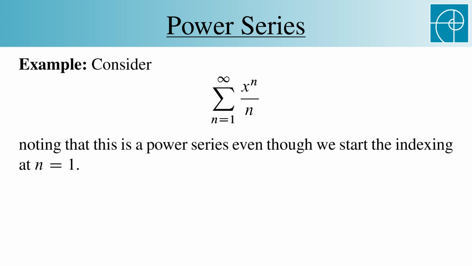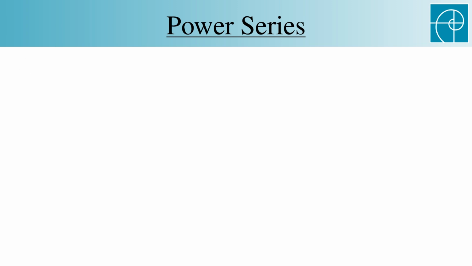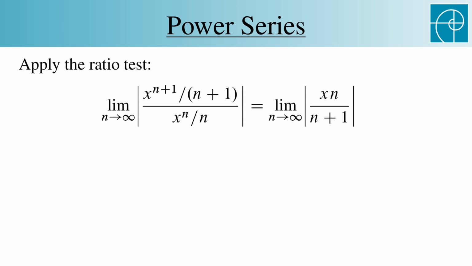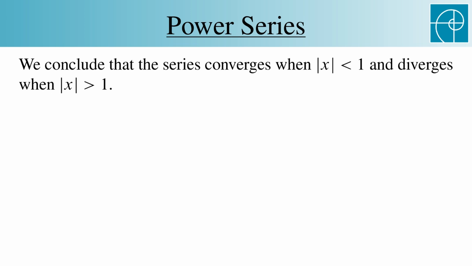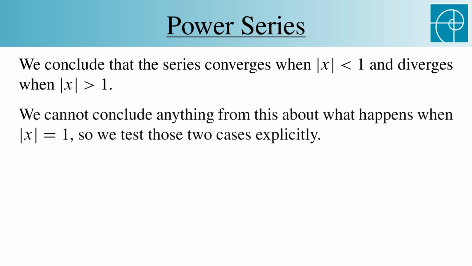First, consider this series, noting that it's a power series even though we start indexing at n equals 1. We apply the ratio test to these terms, and you can verify that the result simplifies to the absolute value of x. From this we conclude that the series converges when the absolute value of x is less than 1, and diverges when the absolute value of x is greater than 1.